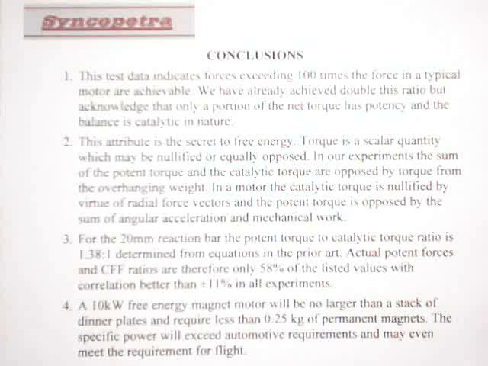For the 20 millimeter reaction bar, the potent torque to catalytic torque ratio is 1.38 to 1, determined from calculations in the prior art. Actual potent forces and CFF ratios in the raw data are therefore only 58% of the listed values, with correlation better than plus or minus 11% in all of our experiments.